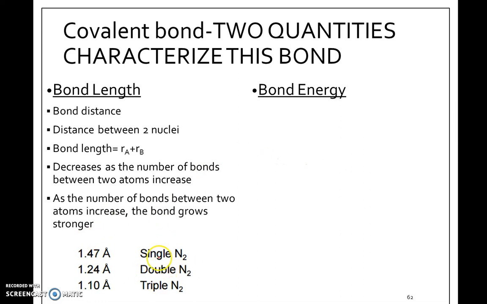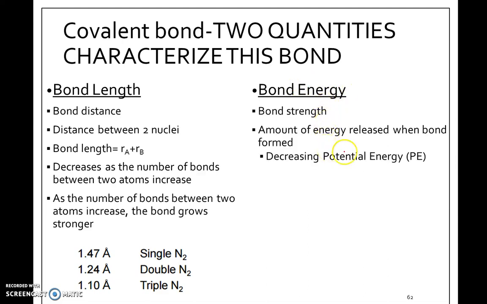We describe the strength of the bond by the bond energy. It is the amount of energy released when a bond is formed, so decreasing potential energy. Remember, back in chapter 1 we talked about different types of energy. We talked about potential energy, which is stored energy, so we have energy stored between these bonds. We have kinetic energy when we talk about thermal energy. Right now we're focusing more on the potential.